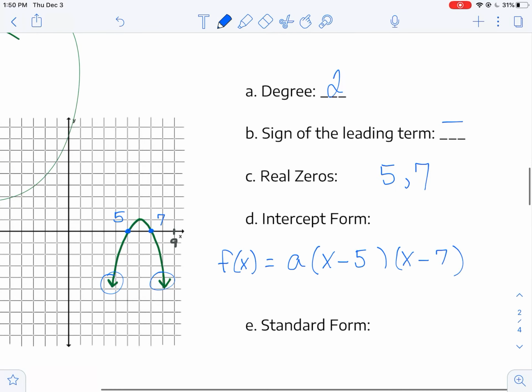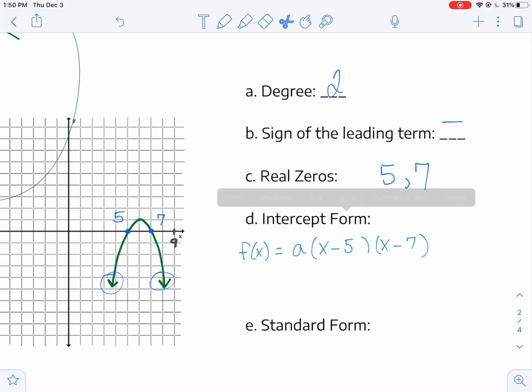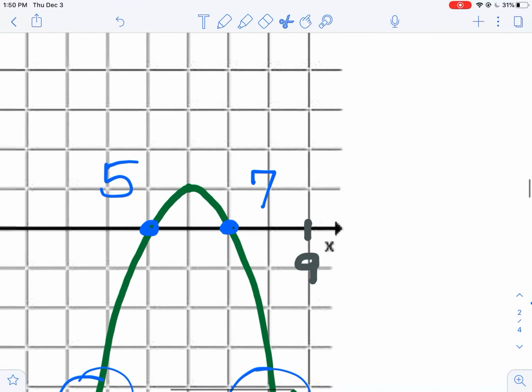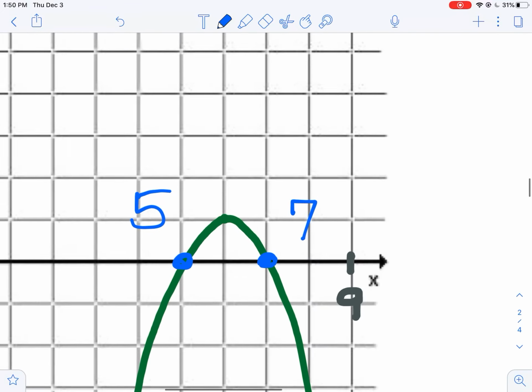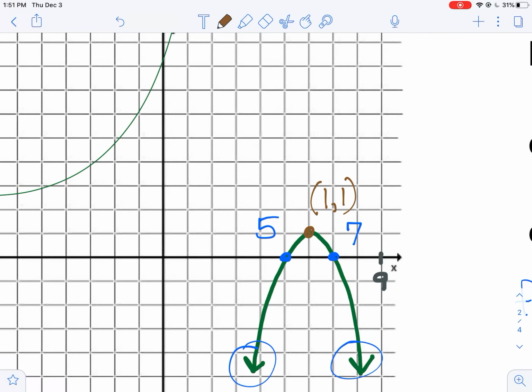So we're almost done here. We just have to figure out what a is, that coefficient that we'd be multiplying here. Now we know it's going to be negative because it is pointing down. In order to find it, we use the information that the graph gives us. You'll notice that we have a point here on our graph. 1, 1. No, it's not 1, 1, excuse me. That would be 6, 1. Glad I caught that.